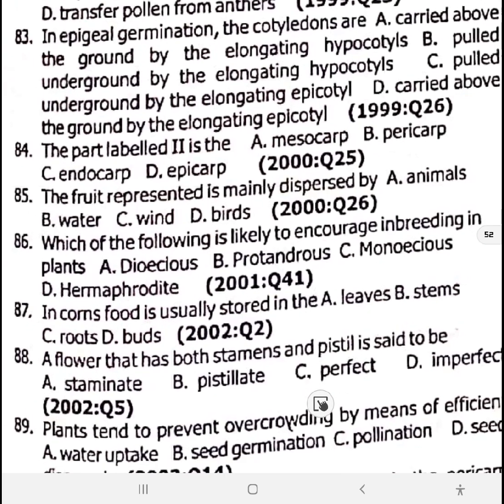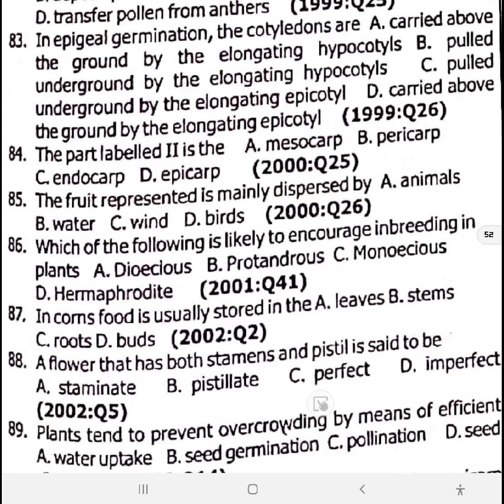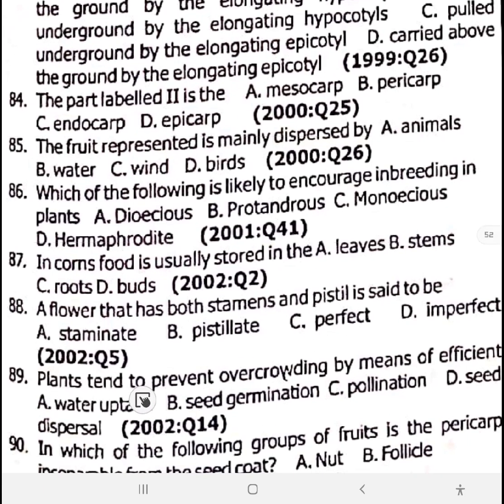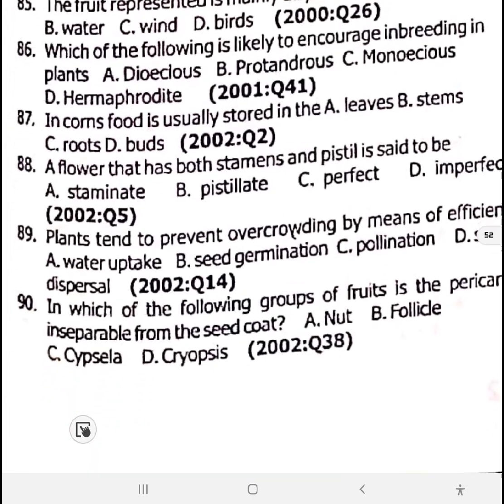It has both stamen and pistil. 88. What do we call these kind of flowers? We call them perfect flowers. 89. The plant tends to prevent overcrowding by means of efficient seed disperser. 89 is option D.